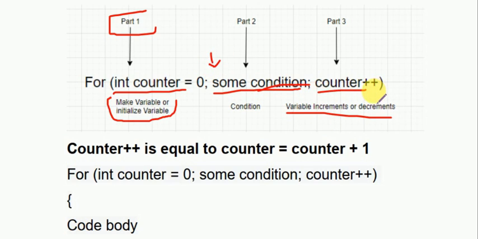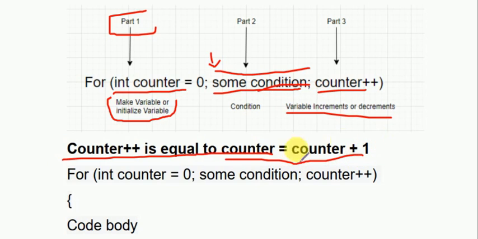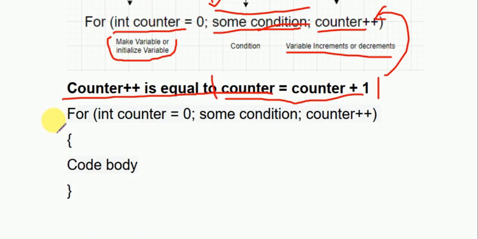We can increment or decrement to make our condition satisfied. The counter plus plus is equal to, like we can write counter equal to counter plus 1. Counter plus plus is adding 1 to the counter variable. We write this in short like this. Okay, now coming to the for loop.